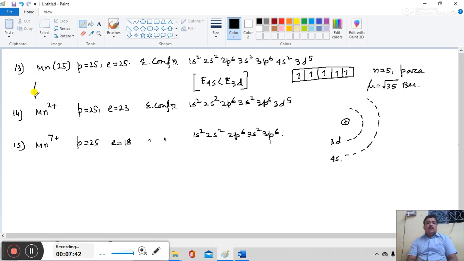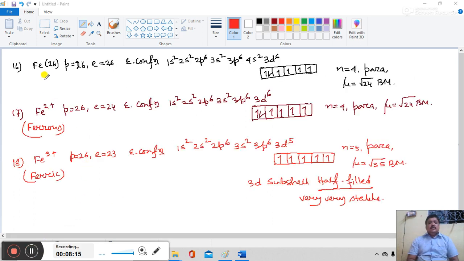When Mn converts to Mn2+, it releases 2 electrons. These 2 electrons are released from the outermost subshell. Now which subshell is the outermost one? The 4s subshell is the outermost one. So by releasing 2 electrons from the 4s subshell, Mn converts to Mn2+, and its configuration becomes 3p6 3d5, and the configuration of Mn7+ is 1s2 2s2 2p6 3s2 3p6.